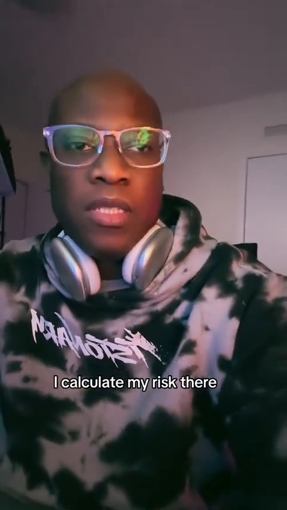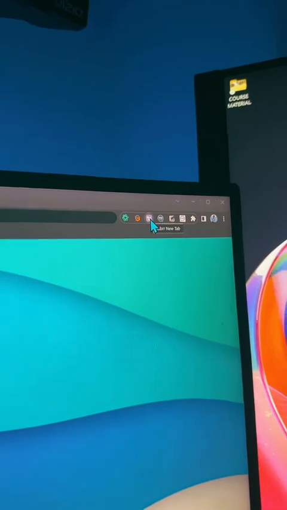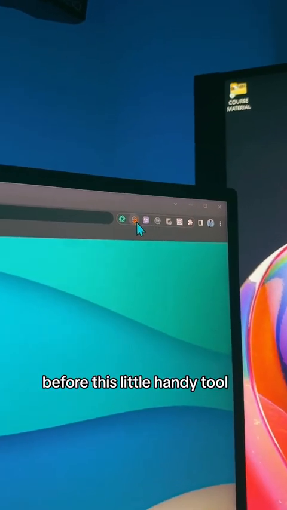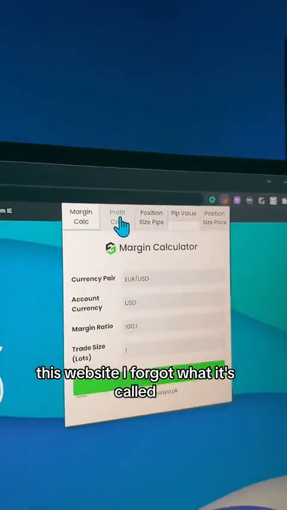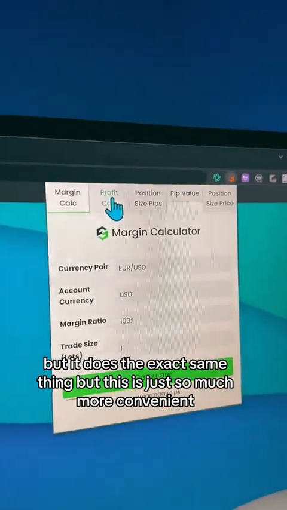And then we'll calculate, after I find where my stop loss is, I calculate my risk there. Before this little handy tool, I used to use this website. I forgot what it's called, but it does the exact same thing, but this is just so much more convenient.